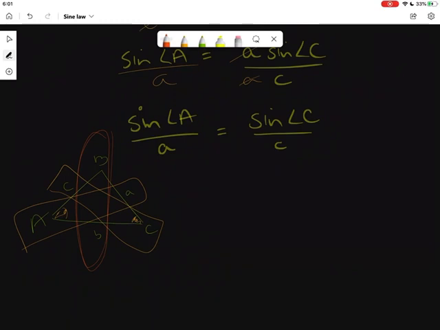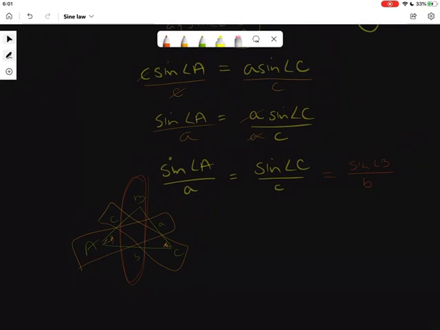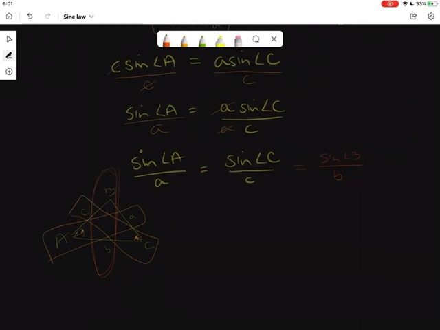So I can actually extend this relationship and say that if I took the sine of angle B and divided it by little b, or side length B, it's also equal to these two ratios, the sine of A over little a and the sine of angle C over little c. And this is what we call the sine law. In the next video, you'll be able to see how we can solve triangles using this relationship.